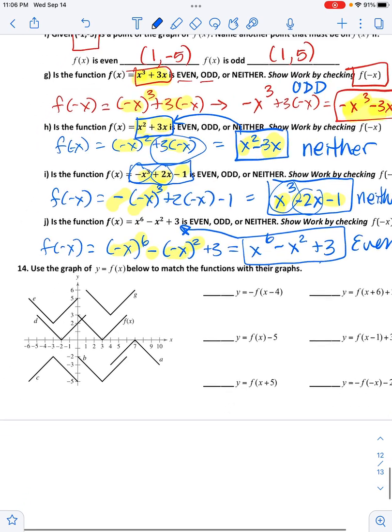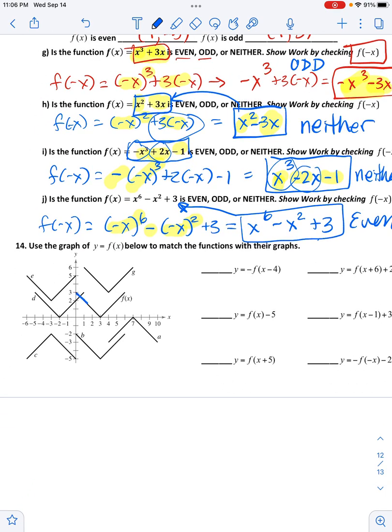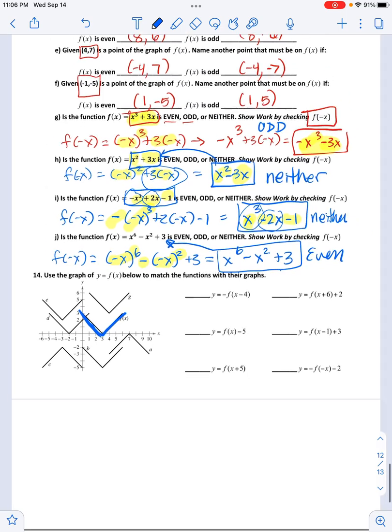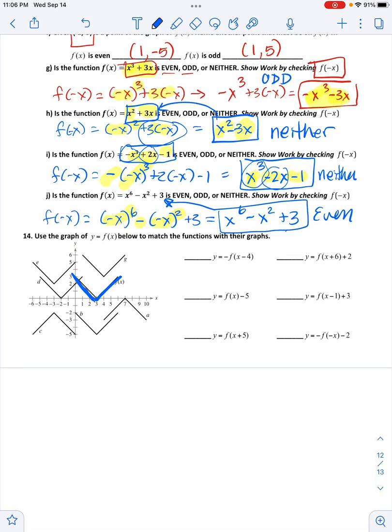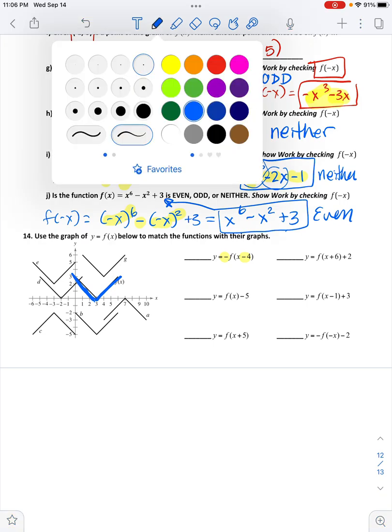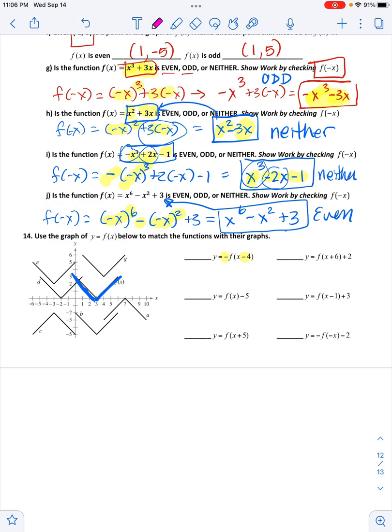And then this last one is just matching, and it's a little tricky to tell, but this is going to be the original right here. So this is just testing your understanding of what the placement of stuff does. This is going to flip it over the x, so it needs to be upside down, and this is going to move it 4 to the right. So if you needed to flip upside down and be moved 4 to the right from where it was, you're going to be looking at this one right here. And this thing is A.